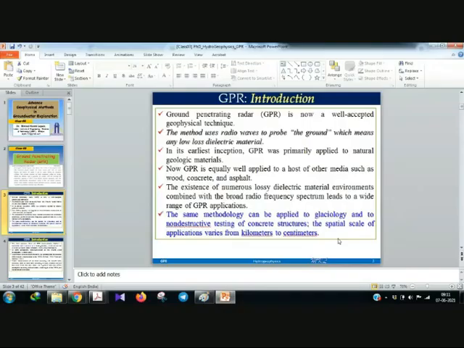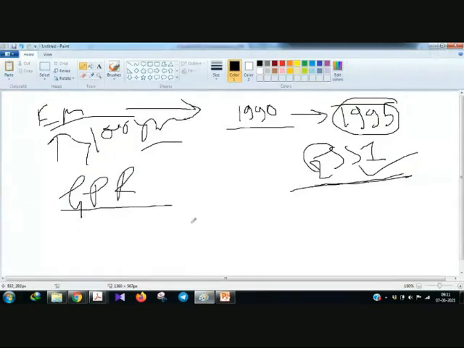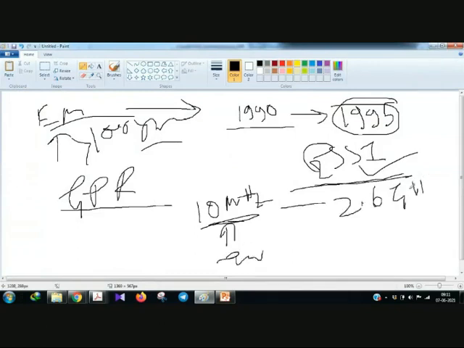The range of GPR generally used is from 10 megahertz for geophysical or geological exploration to 2.6 gigahertz, and this is for concrete inspection. Suppose there is a concrete structure like a bridge, or some kind of tunneling structure, and you want to detect if there are any voids in the bridge or in that concrete-like structure. Then you will be using this 2.6 gigahertz.